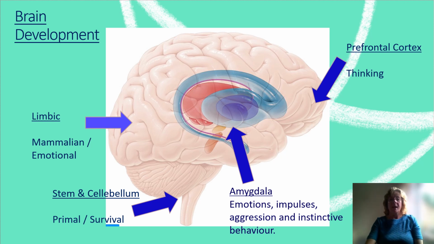As the thinking brain develops and makes connections with other parts of the brain, this is when self-awareness, empathy, and the ability to think and reason before reacting starts to form.